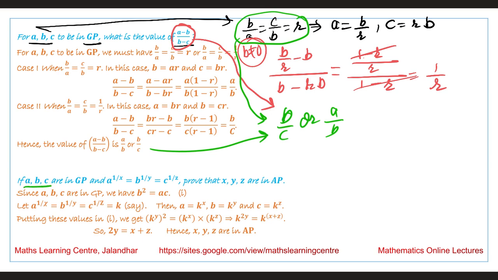Next is, if A, B, C are in GP and these values are equal, we have to prove that X, Y, Z are in AP.